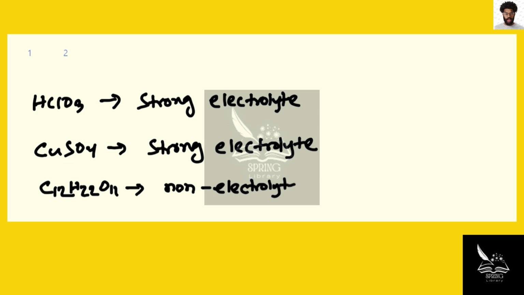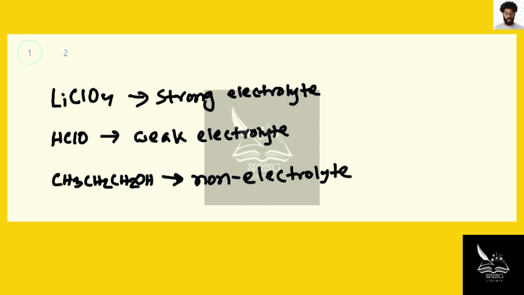So the bottom line of the discussion here is that strong acids, strong bases, or ionic compounds which completely ionize or completely dissociate into their ions in an aqueous solution are strong electrolytes, and those which slightly dissociate in their aqueous solution into ions are weak electrolytes, and those which remain as neutral molecules in the aqueous solution are called non-electrolytes.